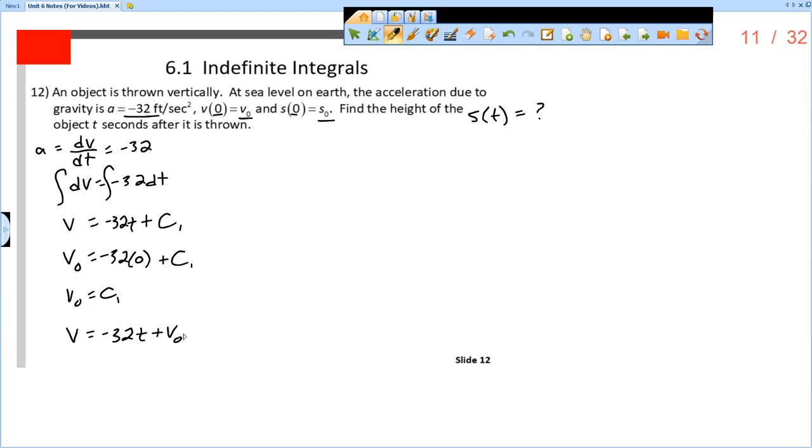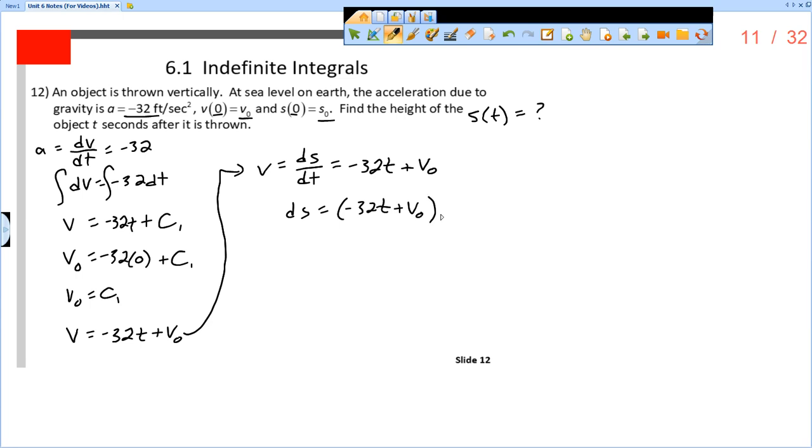Now the next thing we want to recognize is that velocity is really just the derivative of position, so ds dt. So ds dt is negative 32t plus v sub 0. Now we're going to separate the variables. So I get that ds is equal to negative 32t plus v sub 0, times dt. Once we've separated the variables, we are ready to integrate. So we integrate both sides.